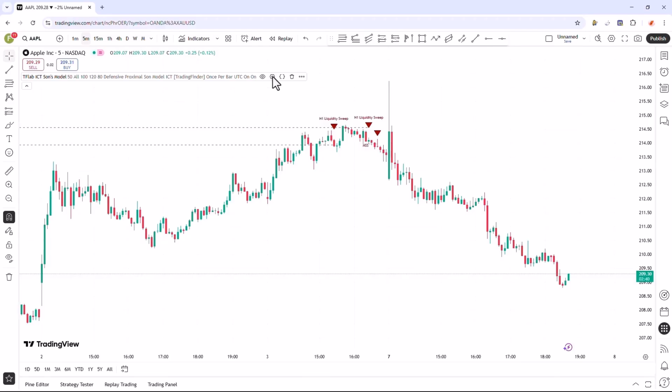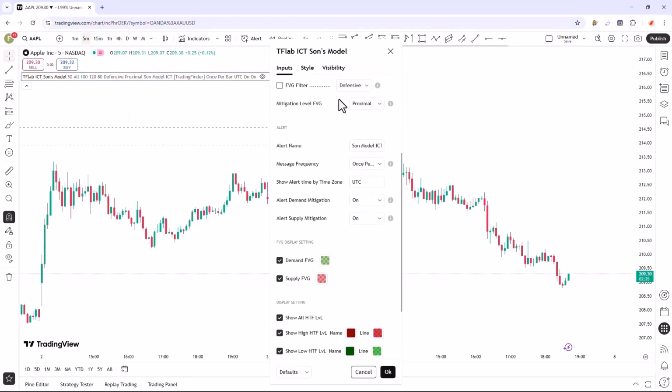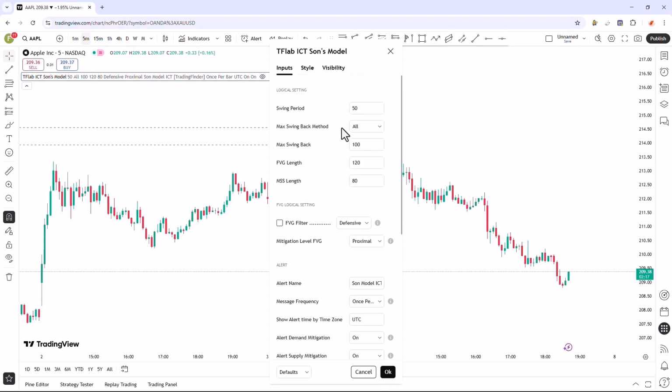In the settings section, under inputs, there are options available for us. The first option is for setting the time frame for swing identification, which is set to 50 by default. The higher we set this value, the swings it identifies will be based on longer periods, and the lower we set it, the swings it identifies will be based on shorter periods.